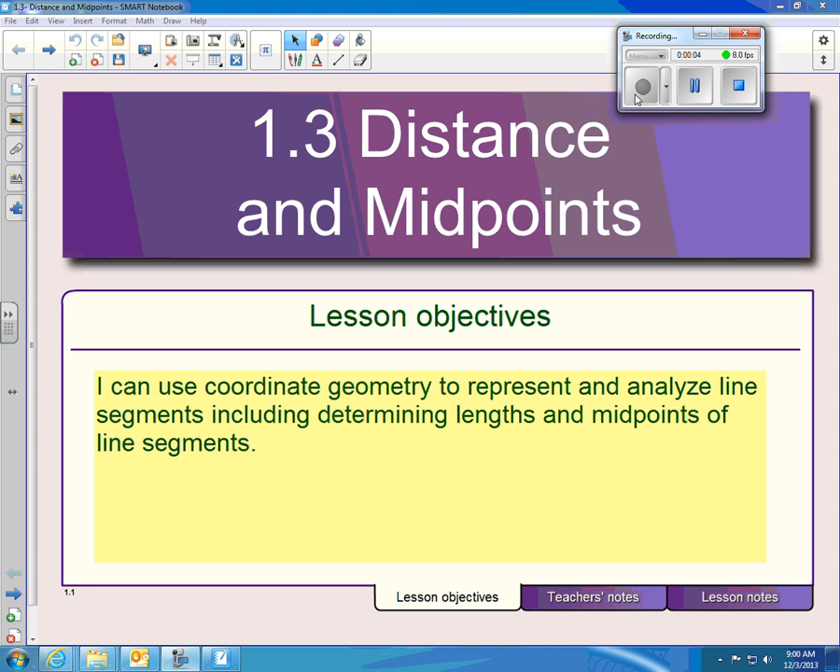I'm going to be going through our geometry section, Unit 1, Notes 3, on distance and midpoints. Our learning target for today is: I can use coordinate geometry to represent and analyze line segments, including determining lengths and midpoints of line segments. That word coordinate geometry just means we're going to be on that coordinate plane and dealing with some ordered pairs.